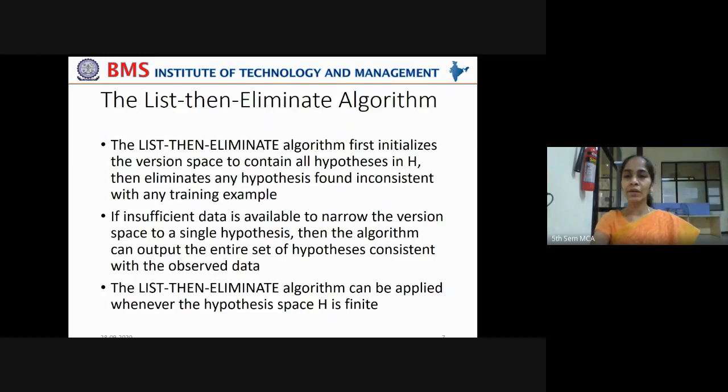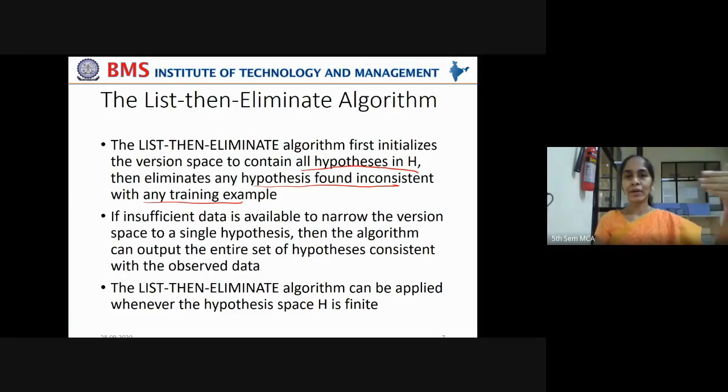The List-Then-Eliminate algorithm first initializes the version space to contain all hypotheses in H, then eliminates any hypothesis found inconsistent with any of the training examples. This means the algorithm starts with a finite set of hypotheses that it can define on the training examples. Now it has given all the possible hypotheses. Now this version space is checked one after the other.